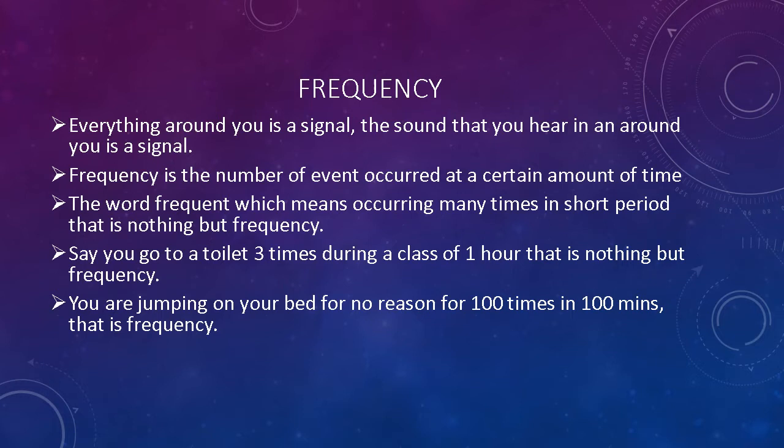Now, what is frequency? Frequency is the number of events occurred in a certain amount of time. So, the word frequent, which means occurring many times in a short period, that is nothing but a frequency. So, frequency comes from the word frequent, which means occurring many times. Say for example, you go to a toilet 3 times during a class of 1 hour, that is nothing but frequency. You're jumping on your bed for no reason 400 times in 100 minutes, that is nothing but frequency.